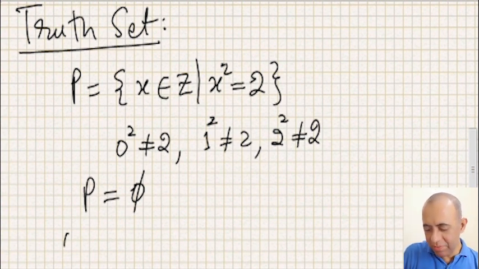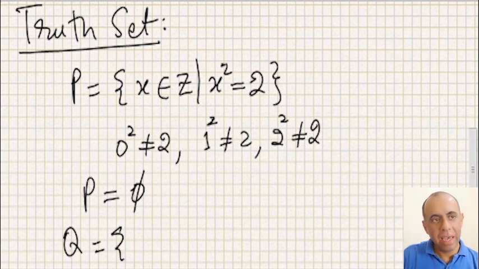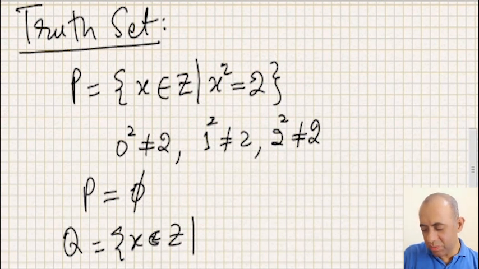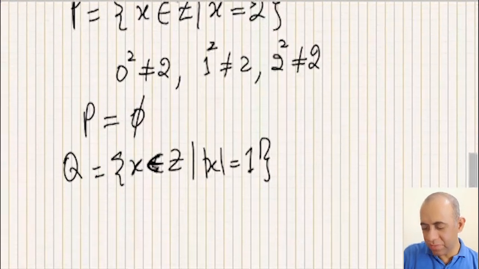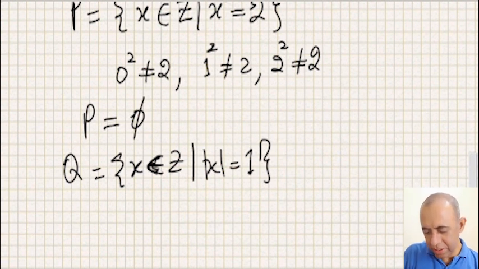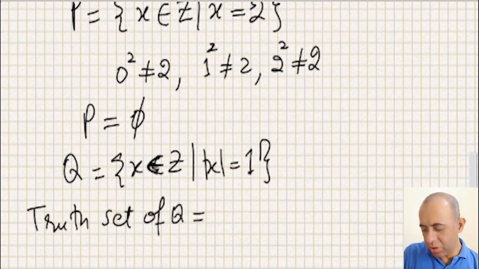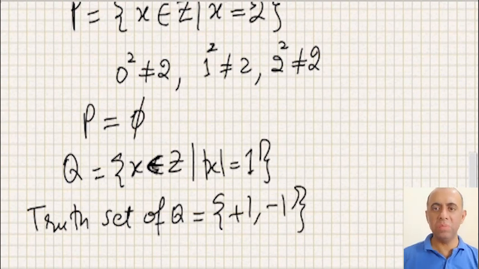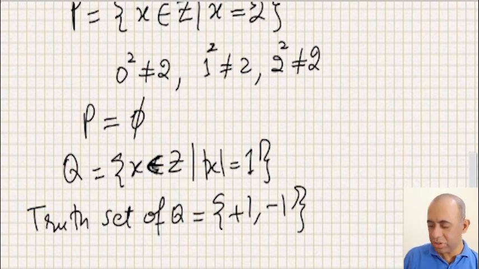Similarly, for example, you have defined a set Q which is x belongs to all the integers, and |x| = 1. So you have to find the truth set for this. The truth set would be the set of all the integers for which the modulus of x is equal to 1. So you can say that the truth set of Q is plus 1 comma minus 1, because plus 1 and minus 1 are both the numbers for which the absolute value would be equal to 1. Truth set of this Q would be this, right?